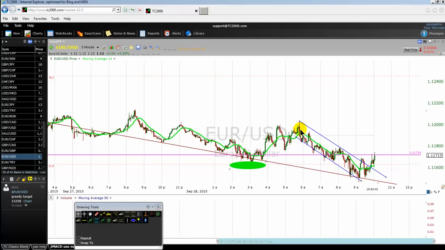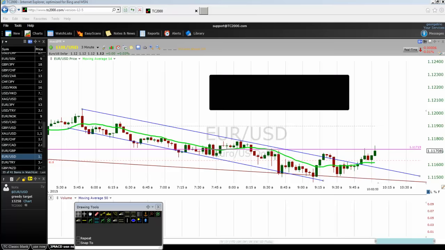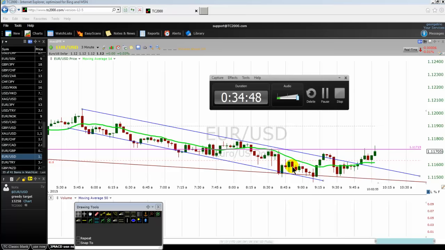On the 3-minute chart again, we have the declining channel. The price is out of the declining channel again, on the edge of my pitchfork tool. So we are already in this trade, and we are talking now, my friend. I hope you love it, and if you are still here, it's because you love it. So this is what's going on now.